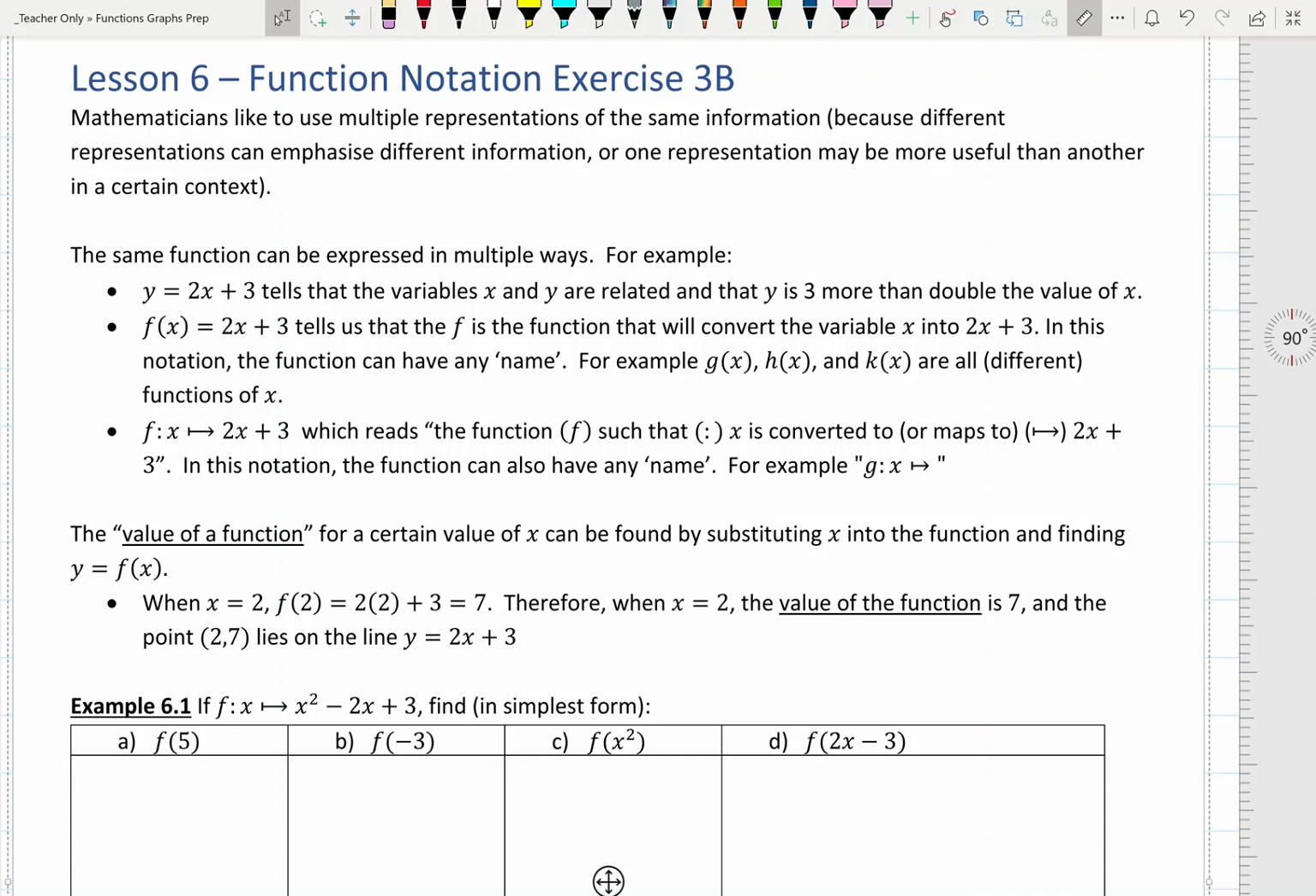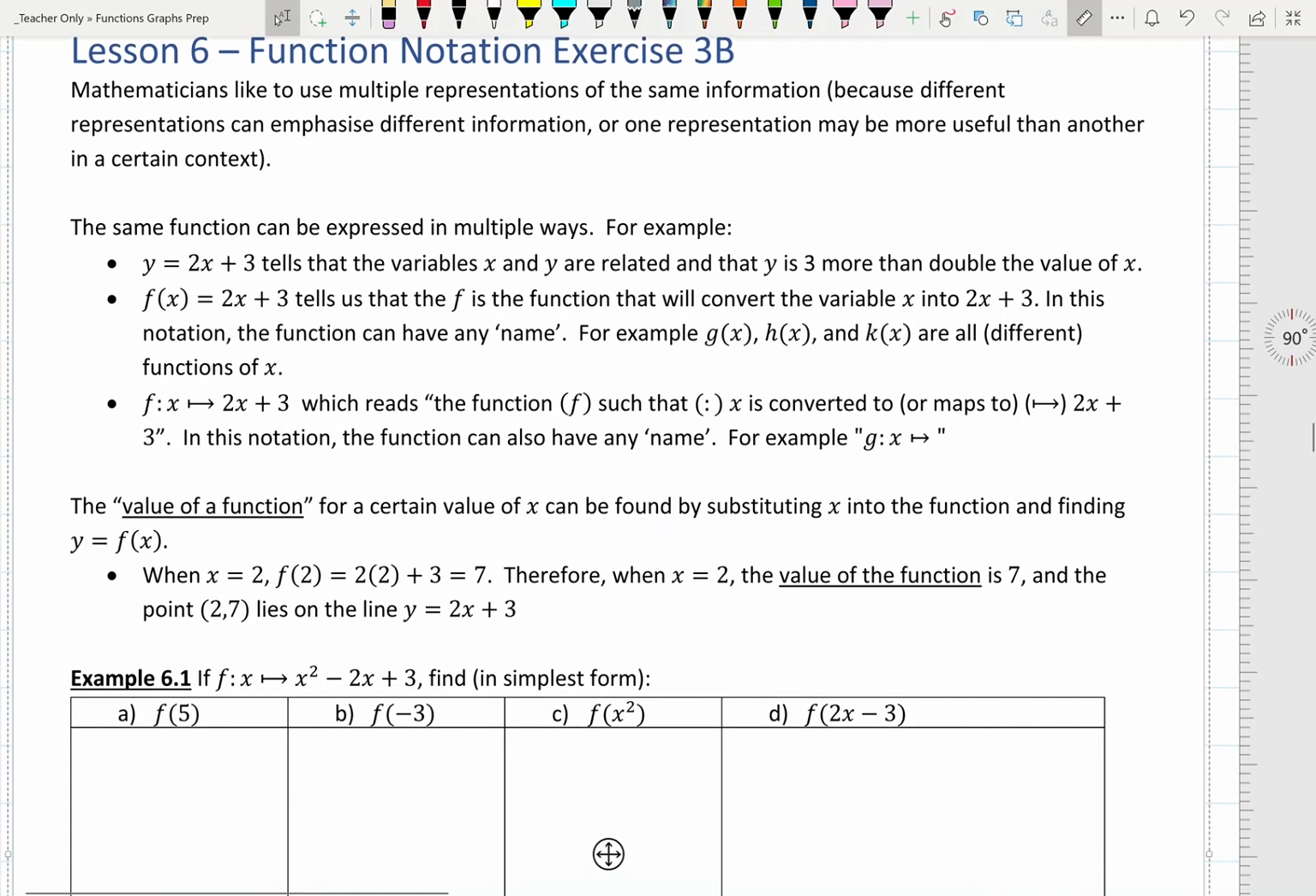One of the things that we know is that mathematicians like to represent things in different ways. A big part of the reason for that is that often one representation is more useful than another in a certain context. One of the things that is expressed differently from time to time is the function. So functions, there's several different ways. We're having a look at 3 of them here.